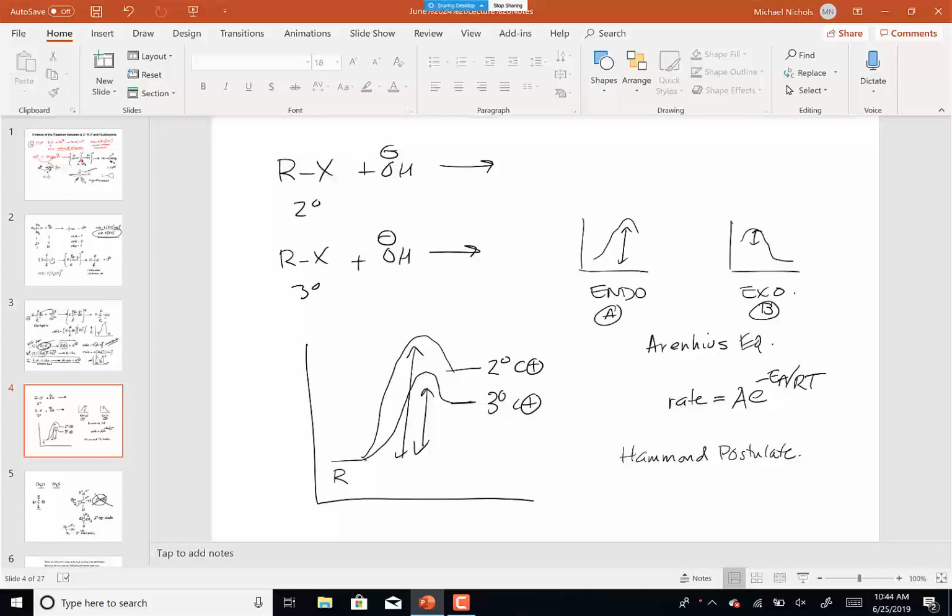The original question was, which halide do you think will react fastest in an SN1 reaction? Does this answer that question? Well, I still need to make one more step. Here's the complete reasoning.